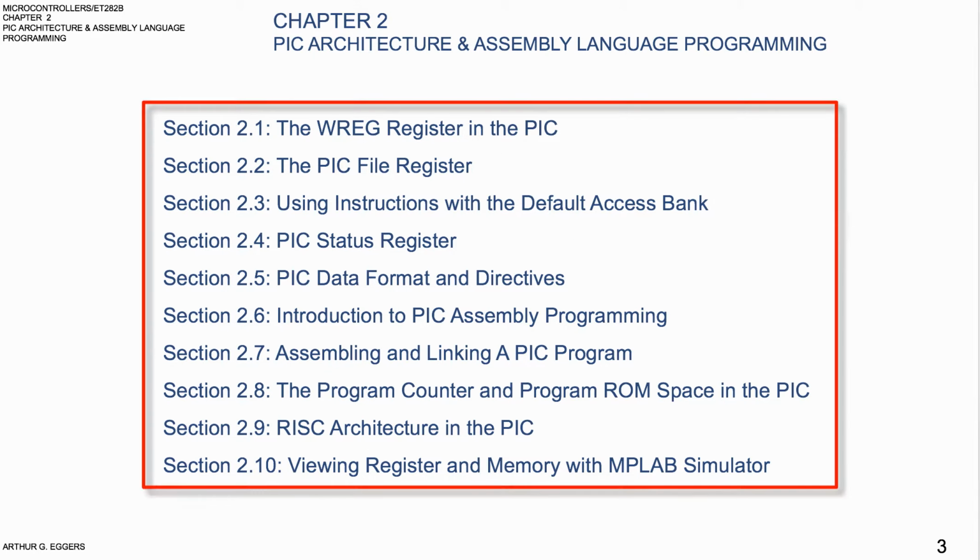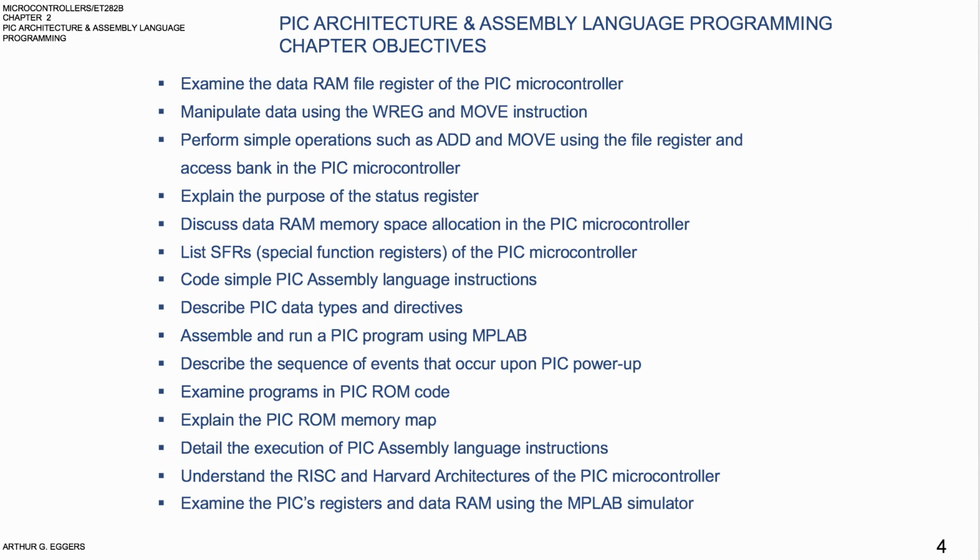In each of the sections that we're going to look at: the working register, the WREG register, in the PIC; the PIC file register using instructions to default the access bank; the PIC status register; the PIC data format; and the directives which define what the data format looks like. An introduction to PIC assembly programming, assembling and linking a PIC program, the program counter and the program ROM space in the PIC, that RISC reduced instruction set architecture that we use in the PIC, and then viewing the register and memory using the MPLAB simulator.